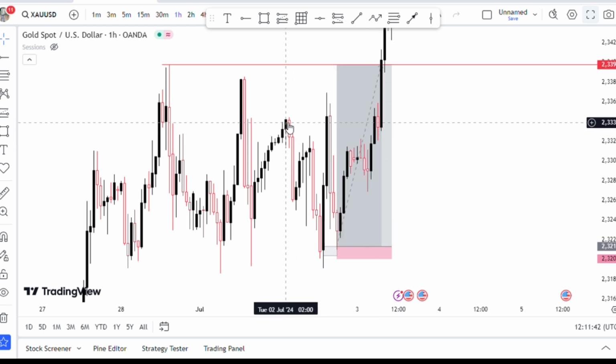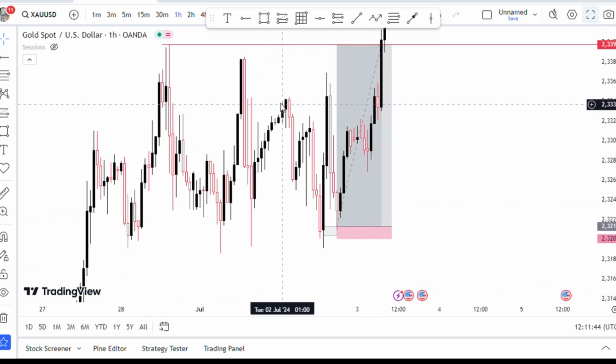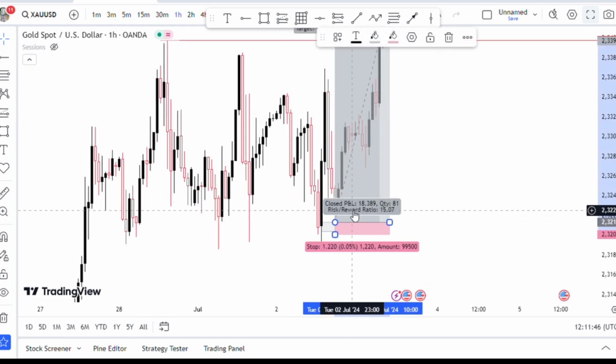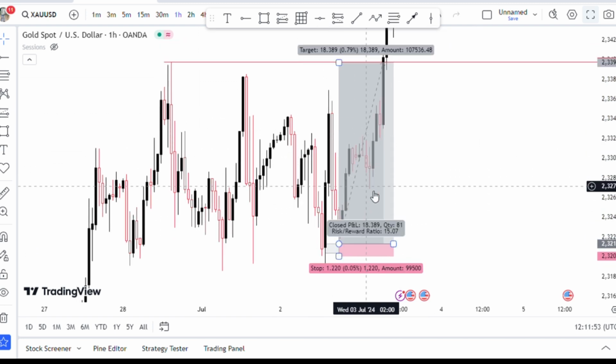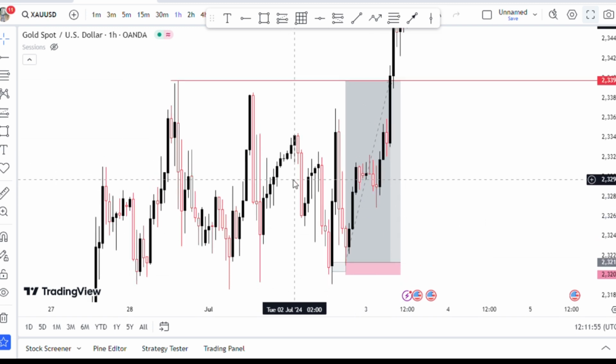Welcome back, traders. In this video I'm going to show you how I was able to catch this particular moment that ended up giving a 1:15 risk-to-reward ratio. I'm going to show you how I caught it, so next time you see a structure like this, you'll also know how to enter into the trade. So let's go into the video right now.